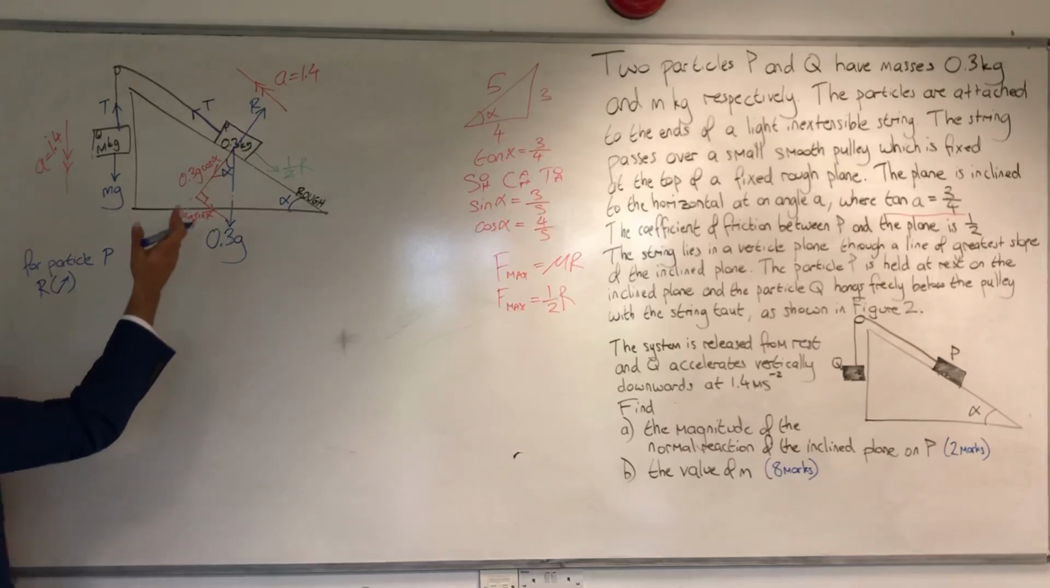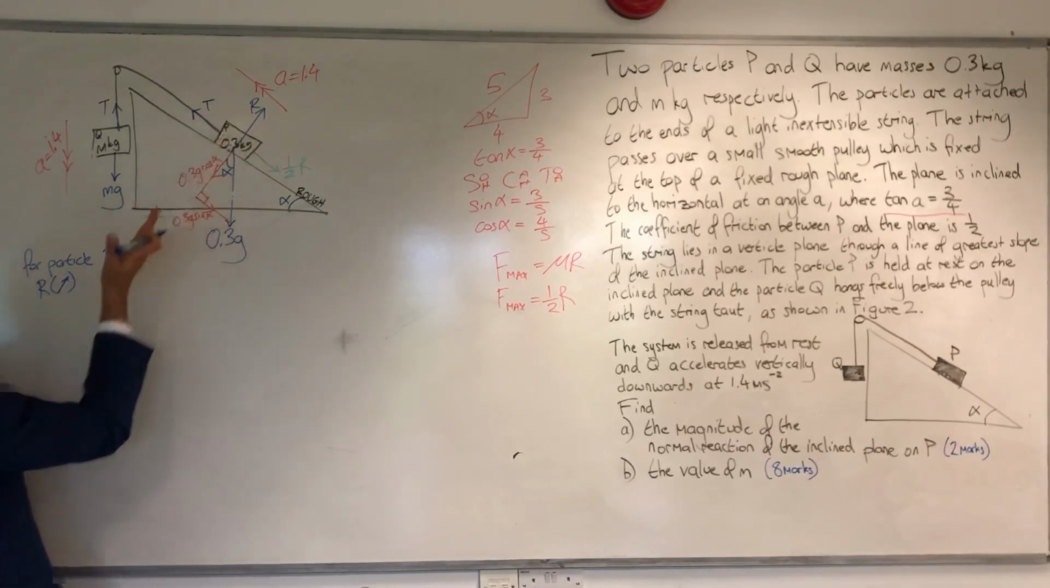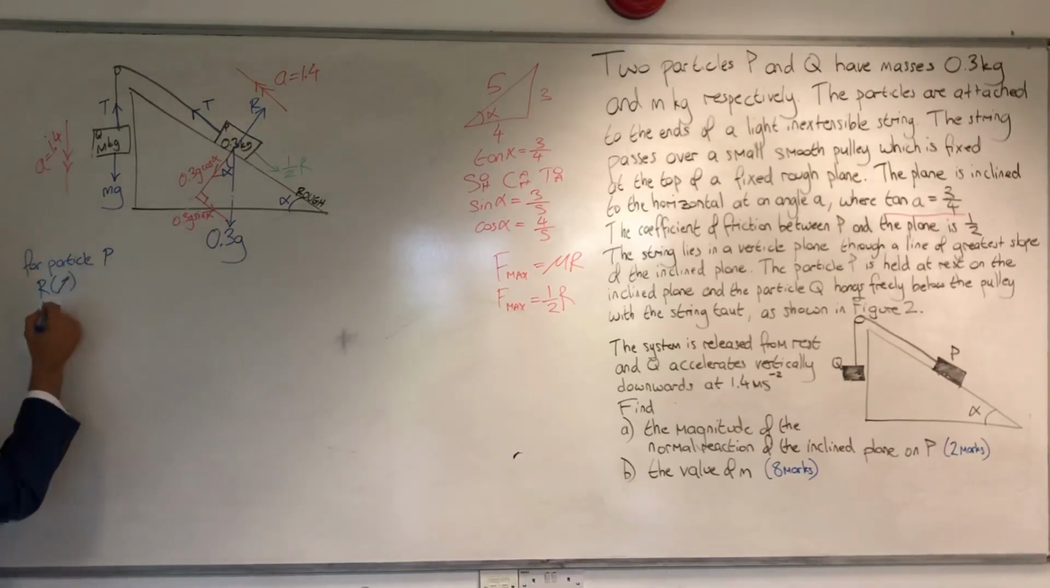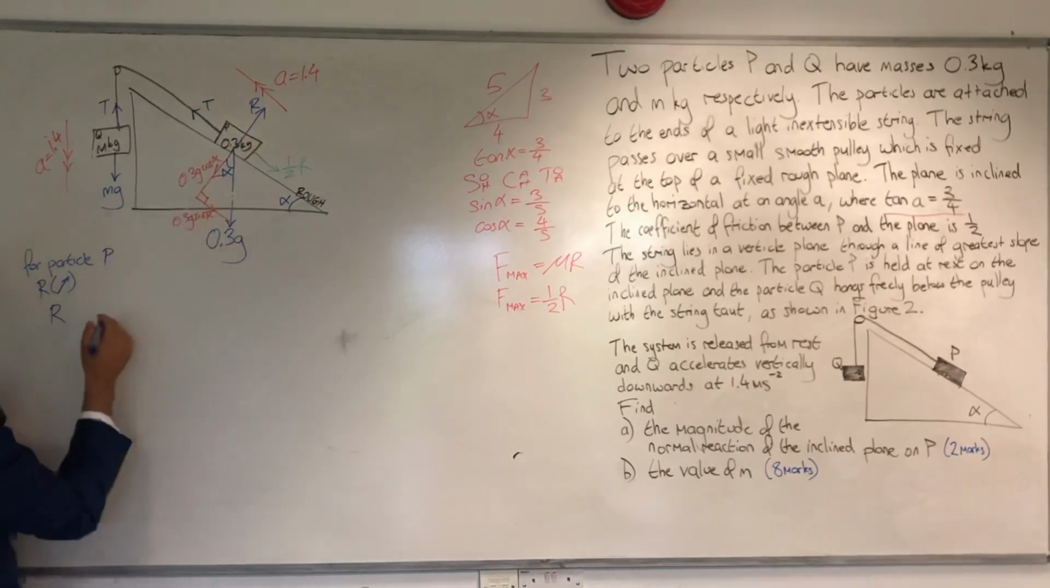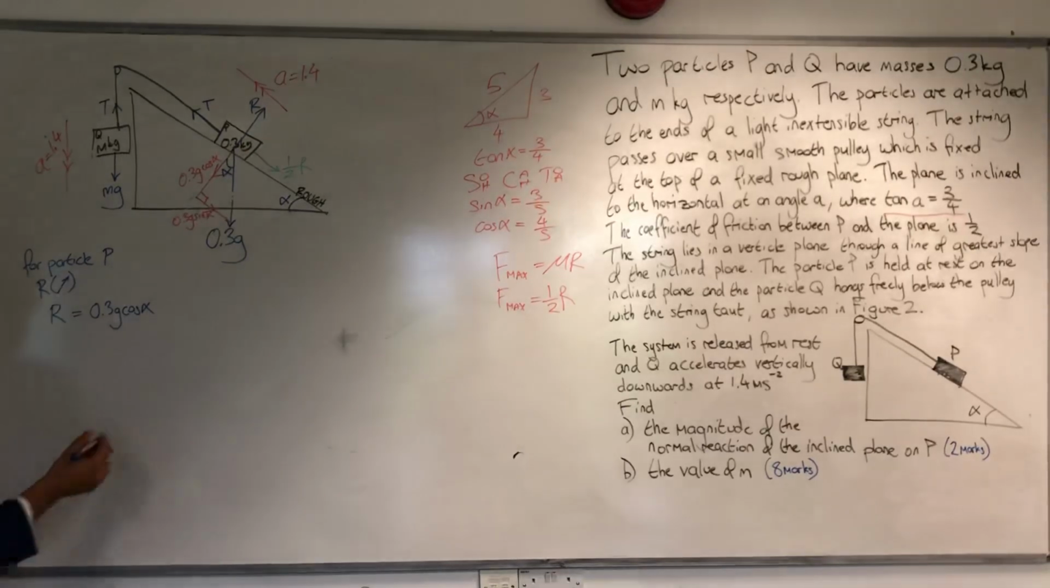All I'm going to do is, for particle P, forces up, perpendicular to the plane, equal forces down. So what does that mean? That means that R, that force going up, R, is equal to 0.3g cos alpha. And that's really all I can do at this stage.